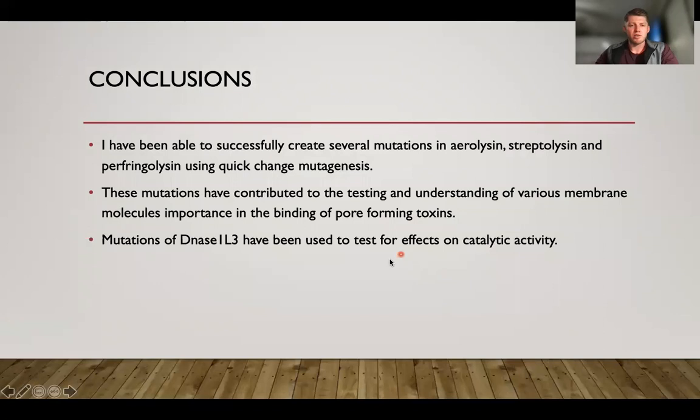So in conclusion, I was able to successfully create several mutations in aerolysin, streptolysin, and perfringolysin using Quickchange mutagenesis. And these mutations have contributed to the testing and understanding of various membrane molecules' importance in the binding of pore-forming toxins. These mutations, also created in Dnase1L3, have been used to test for effect on catalytic activity.